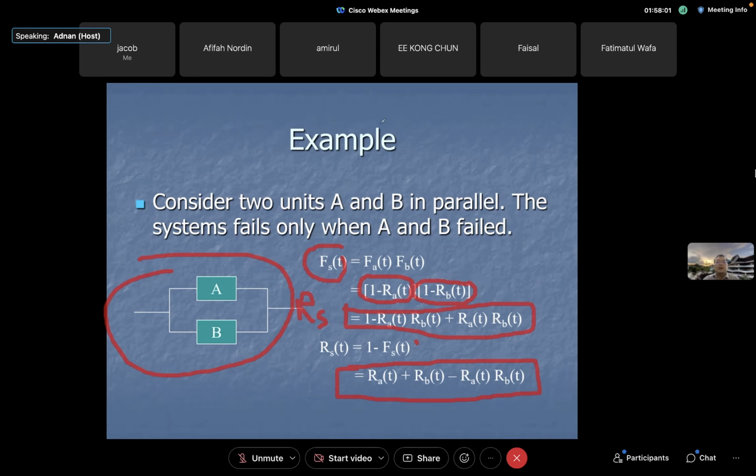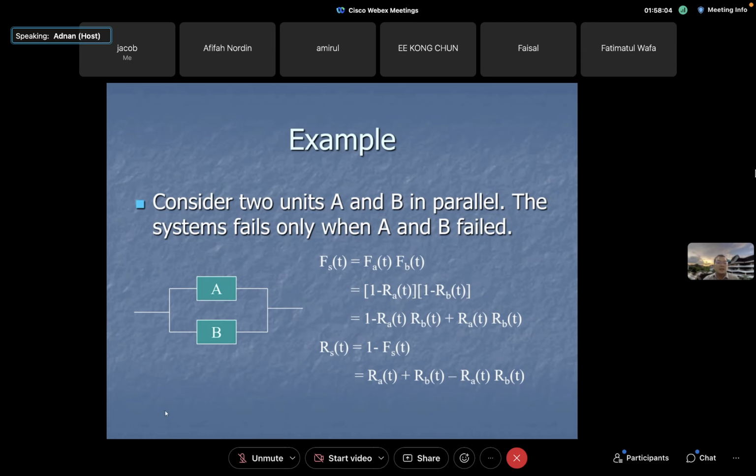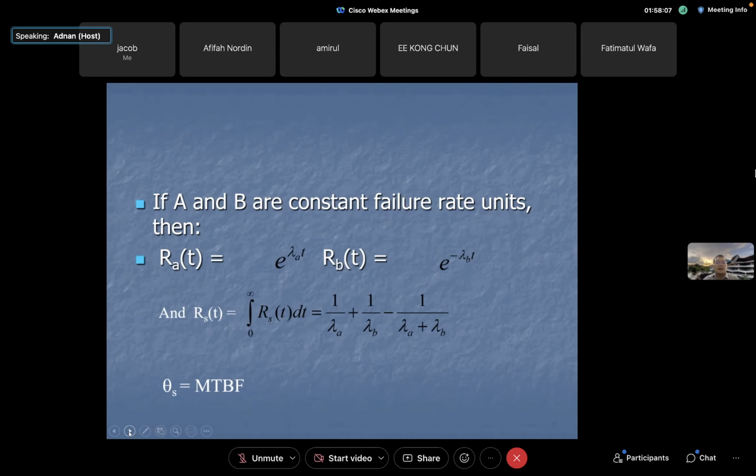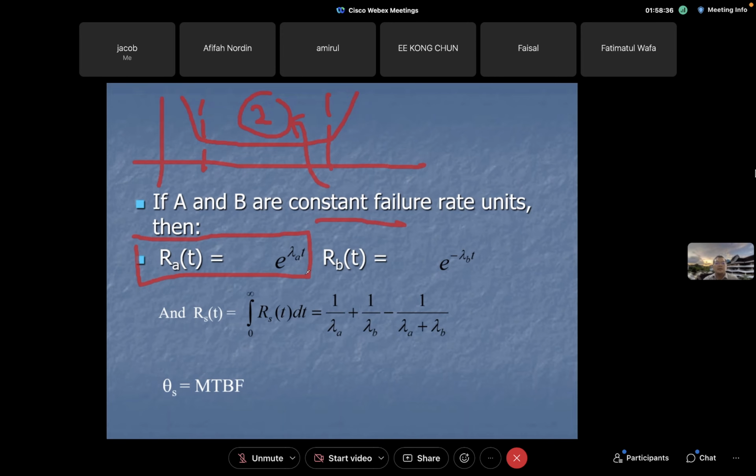So when we have a parallel system, reliability is high. If components A and B have a constant failure rate, we can use this formula. This formula is for constant failure rate. Remember, constant failure rate happens at this stage in the middle. If we want to estimate failure during this period, this is the formula that we use.